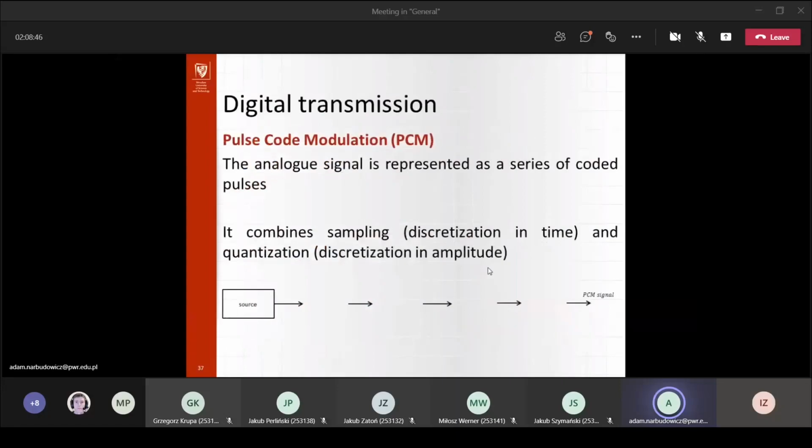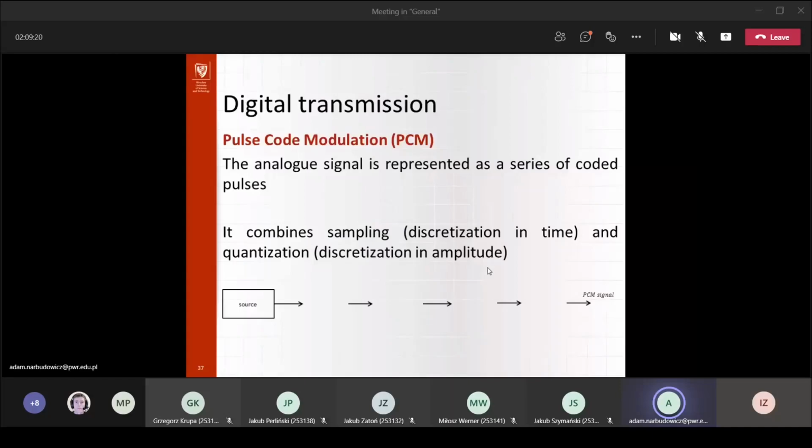Okay, so with that, we move on to the digital transmission, right? So the pulse code modulation. And over here, we have some analog signal, and we want to transmit it using some digital communication system. So, a classical example could be, for example, voice, which is transmitted digitally over certain channel, right?